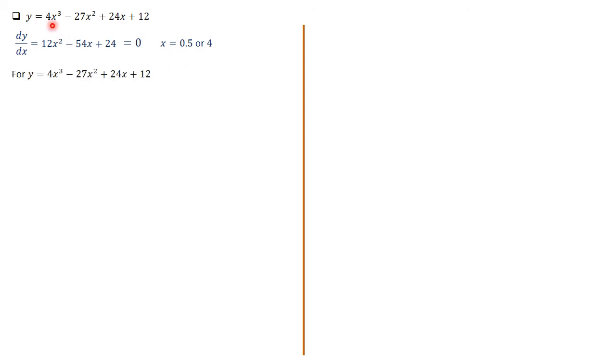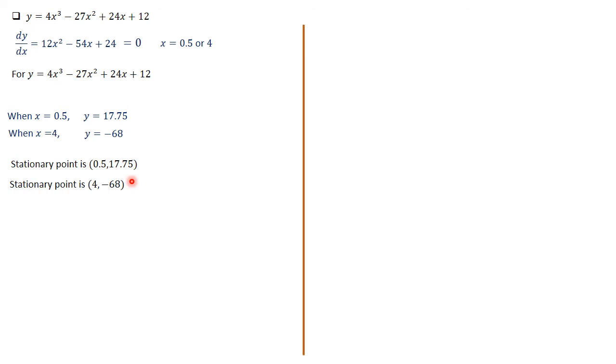Now, for the equation that we were given initially, when x is 0.5, y will be 17.75, and when x is 4, y will be negative 68. Therefore, the point (0.5, 17.75) is a turning point or stationary point. The point (4, negative 68) is another stationary point. Now we look at the nature of those turning points. We have two turning points at these two points here, but we want to find out about the nature of those points, and therefore we do the following.